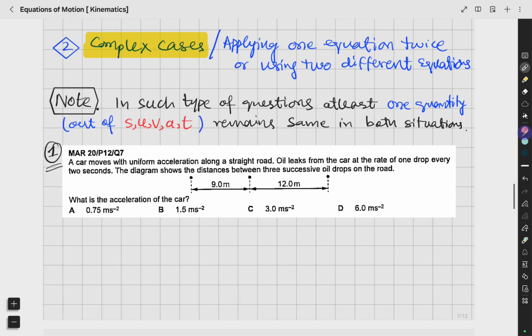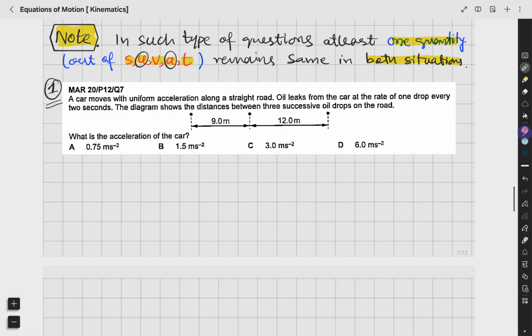Let's jump to the complex cases now. Complex cases means that you have to apply one equation twice or use two different equations. Be careful with one thing in such type of questions: at least one quantity out of displacement, initial velocity, final velocity, acceleration and time remains the same in both situations. Usually it is acceleration and initial velocity that you keep the same. Okay, let's look at the question now.